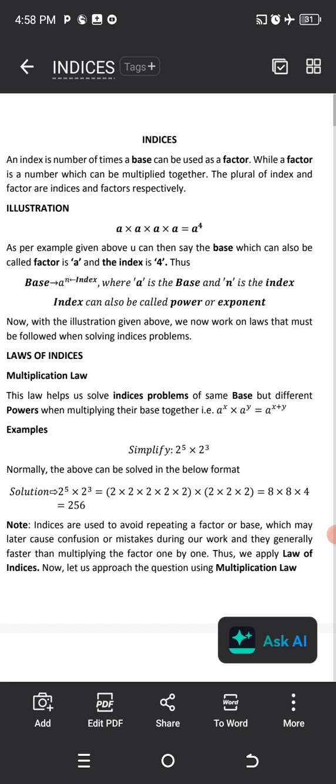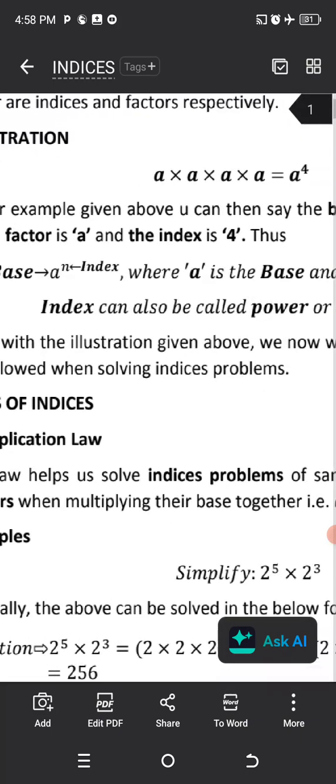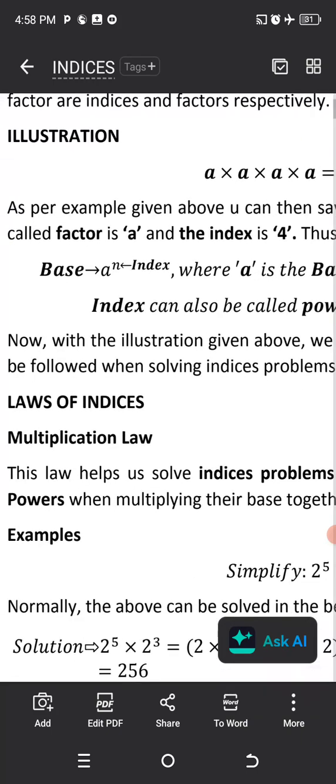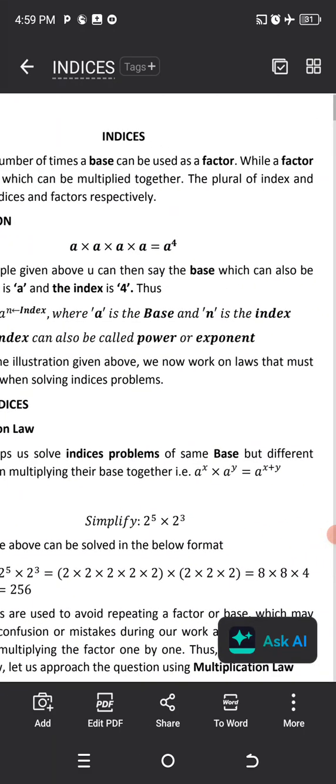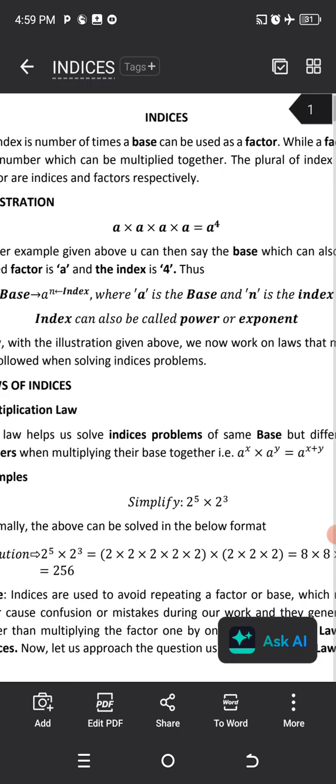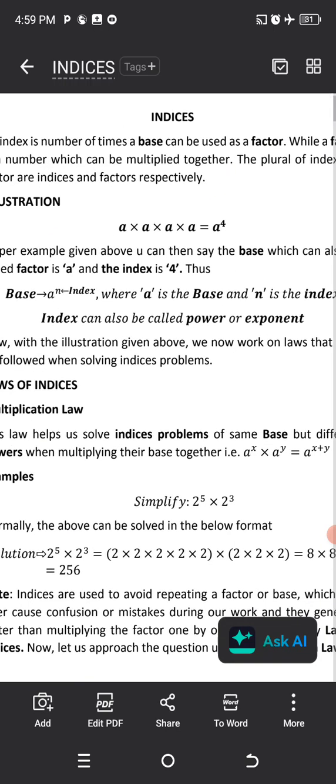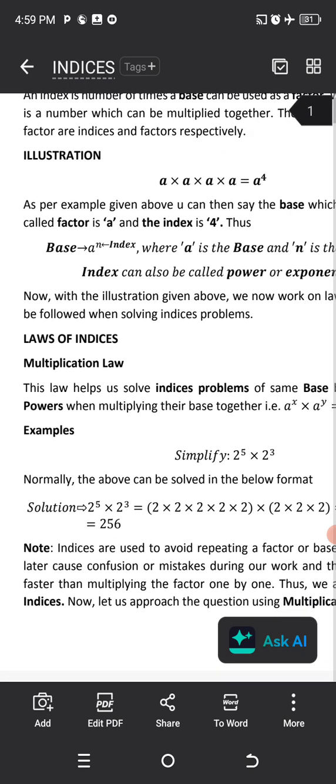Thus, from this illustration, our a is called the base, while in a raised to power n, the n at the superscript is called the index, where a is the base, as I've said earlier, and n is the index. So index can also be called power or exponent. That is another name by which you can call index.